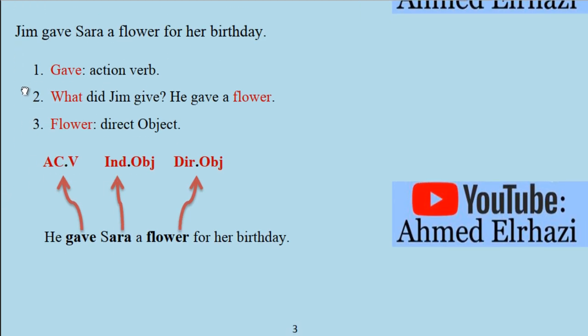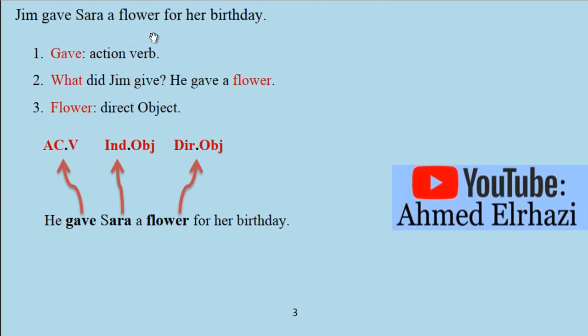Example: Jim gave Sarah a flower for her birthday. Number 1, gave is the action verb in the past. What did Jim give? He gave a flower.